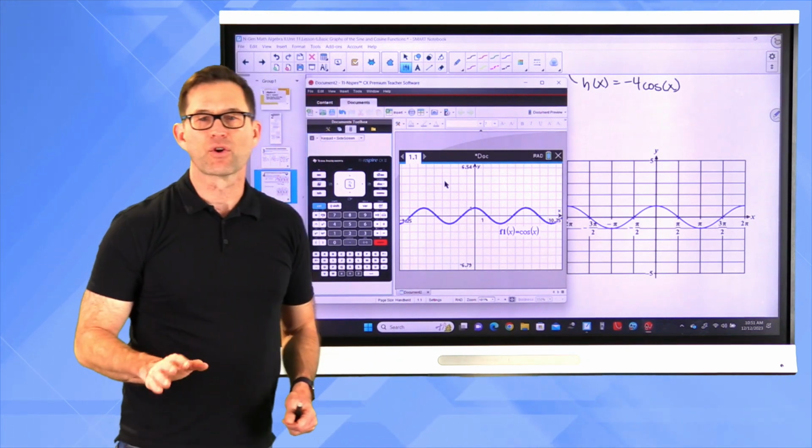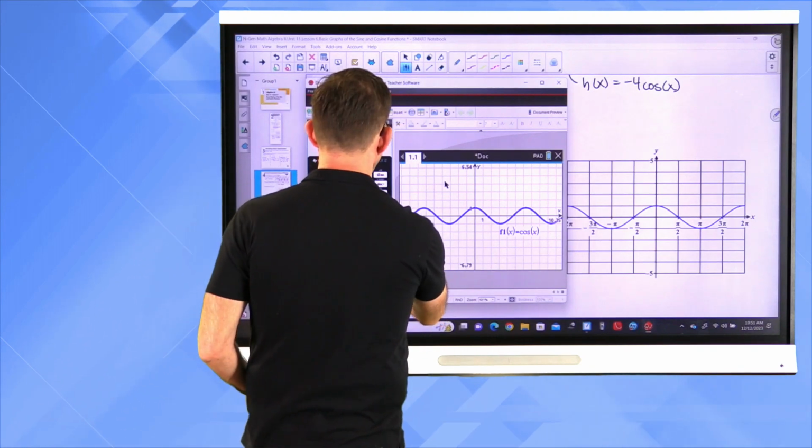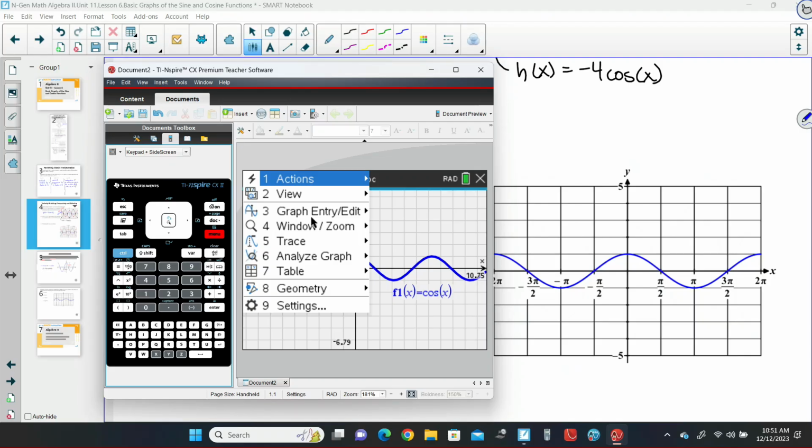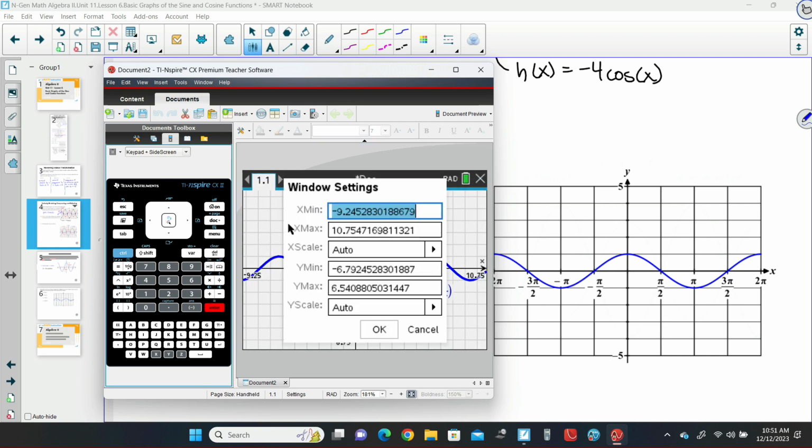Now, right now I have a grid on, and you very well may not have a grid on. Let's get this thing set up the way we want it. I'm going to go into Menu. I'm going to go into my window settings. All right, I want negative 2 pi as my x min. I want 2 pi as my x max, and I want it to go by pi divided by 2 along the x-axis.